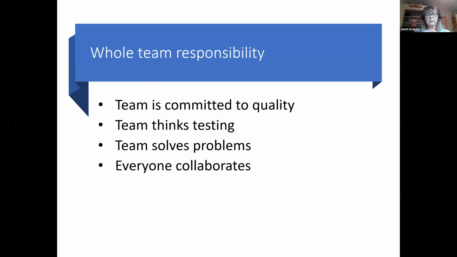So we call our course the whole team, or the Agile Testing for the whole team, because it really is a whole team responsibility. It is only the whole team that can really help elevate, can help raise the level of quality. So if the team is thinking about testing, if the team solves problems together, including testing problems, and if everyone collaborates, that's when we can get a shared understanding of the problems.